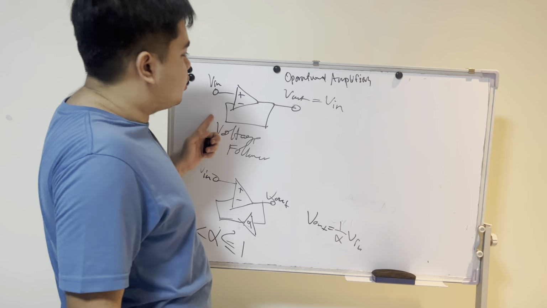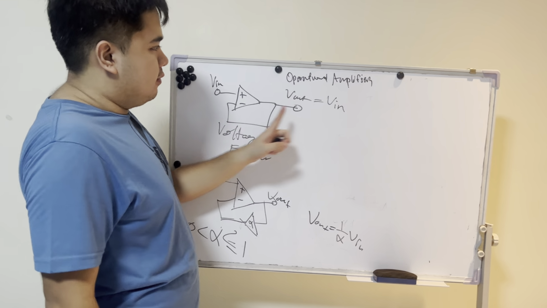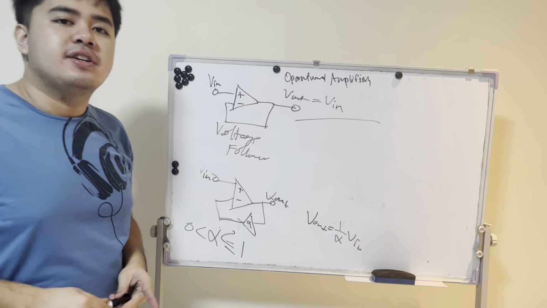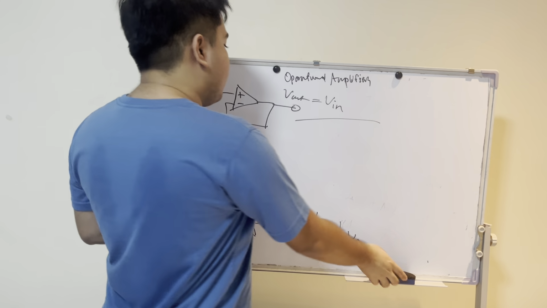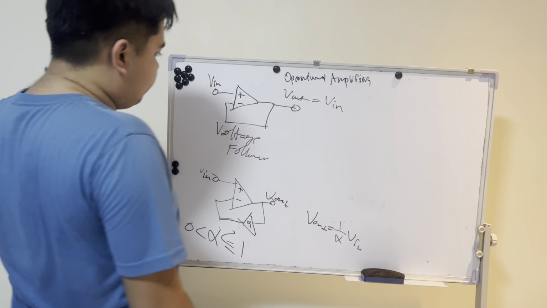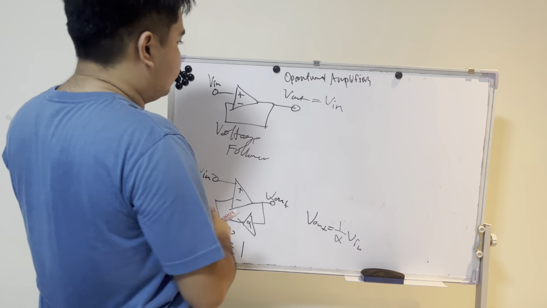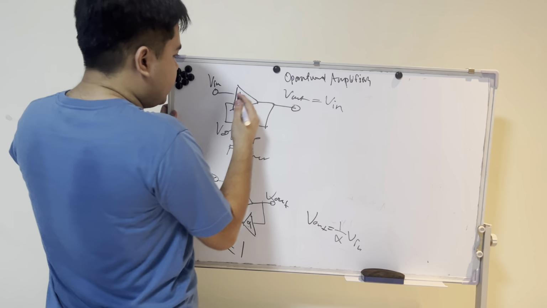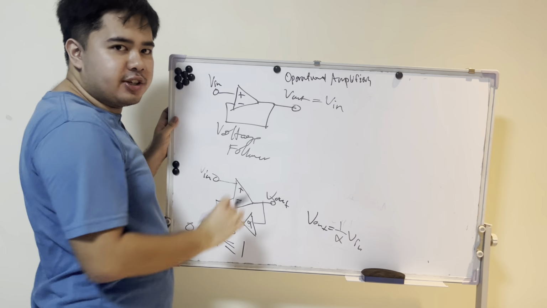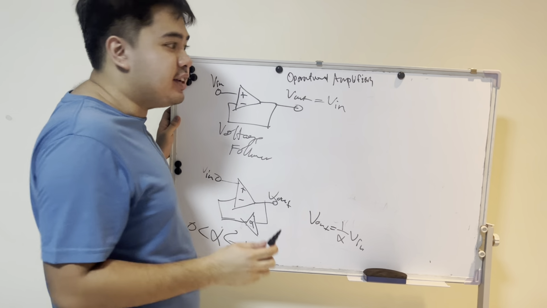Now, why would this be useful? Because V out equals V in, that can also be achieved by just shorting the entire thing, right? So why do we need this configuration? Well, there is a reason for it, and the reason is because the input impedance of the operational amplifier is actually ideally infinite.